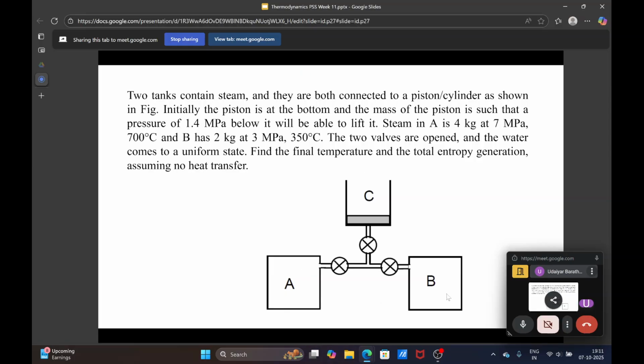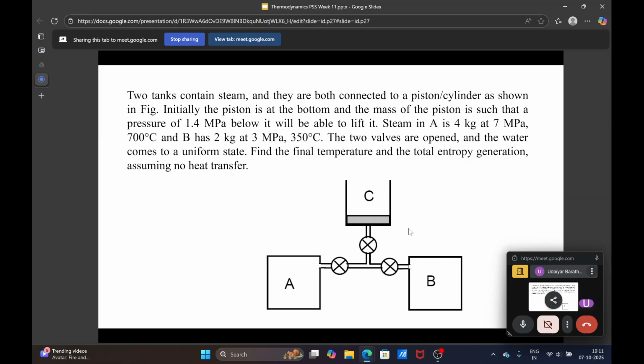So, this is the arrangement. You have two tanks which are connected with valves to a piston cylinder arrangement, and what they are given is the piston floats when you have a pressure of 1.4 megapascal. And initially container A has 4 kilograms of steam at 7 megapascal and 700 degrees Celsius, and similarly B has 2 kilograms at 3 megapascal and 350 degrees Celsius. Now they are opening the two valves and the water comes to a uniform state. So both get mixed and they form a uniform state. Find the final temperature and the total entropy generation, assuming no heat transfer.